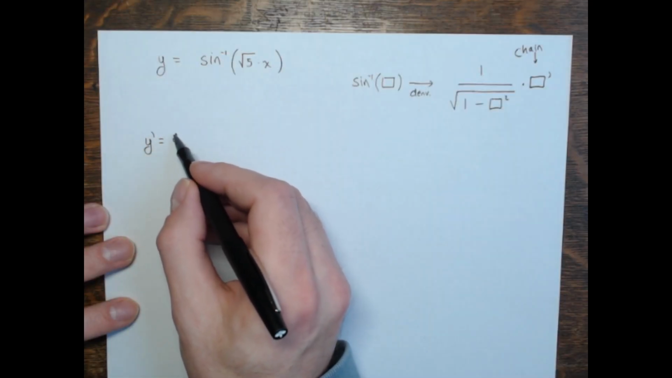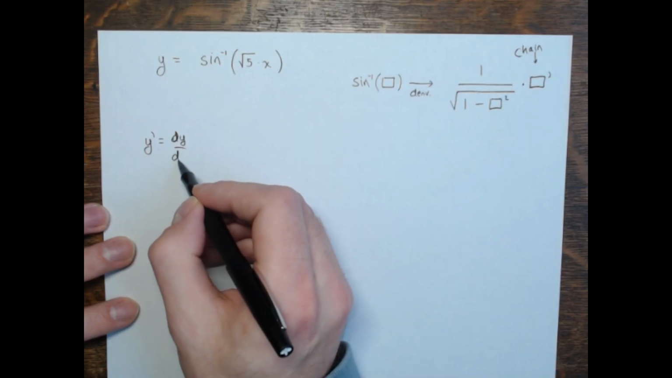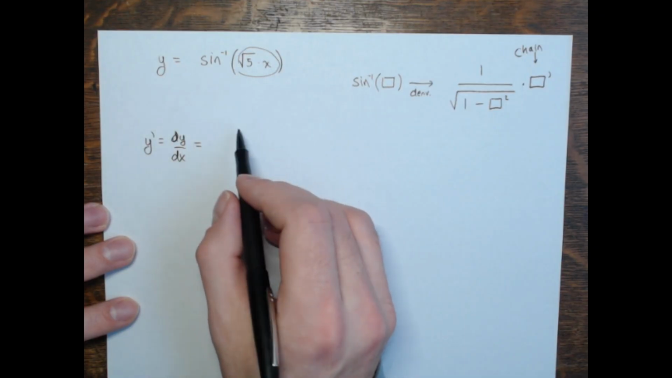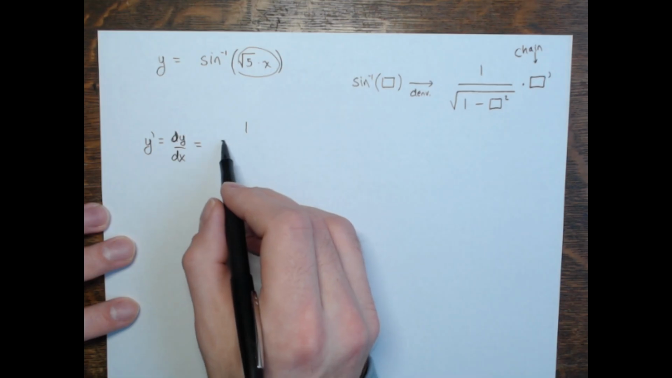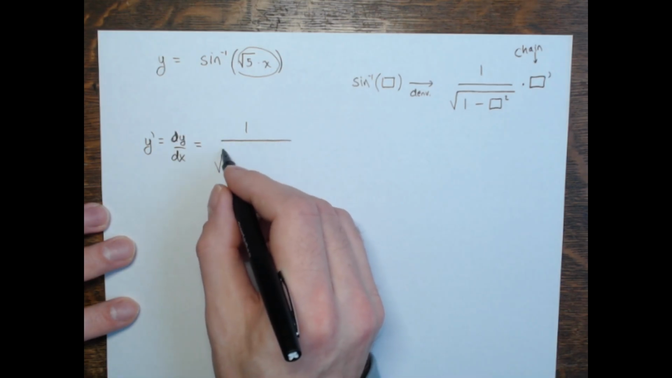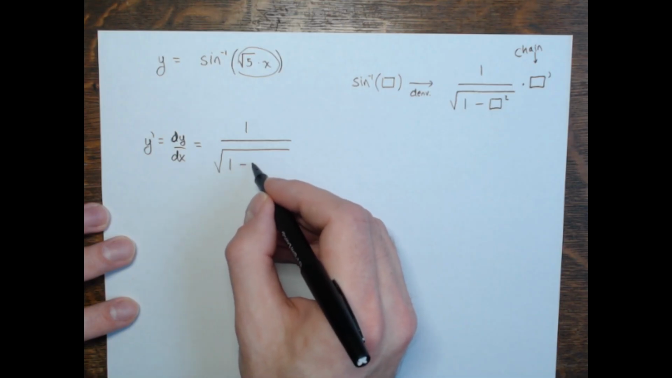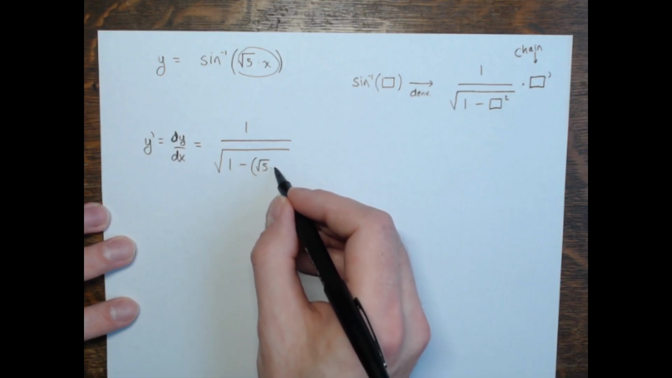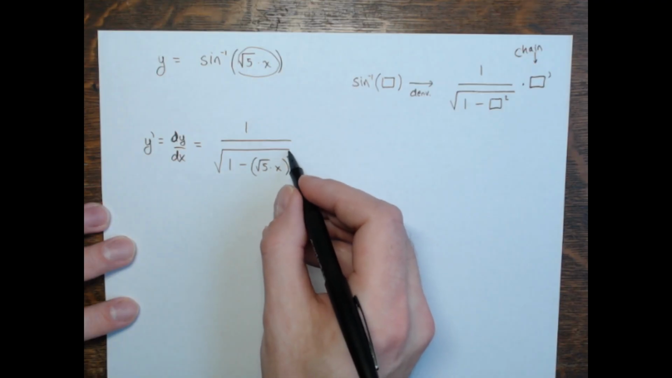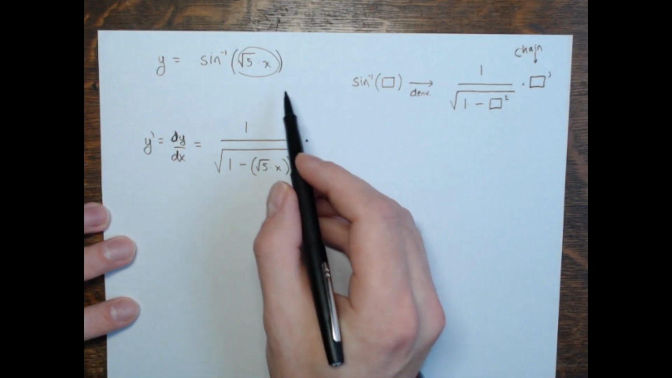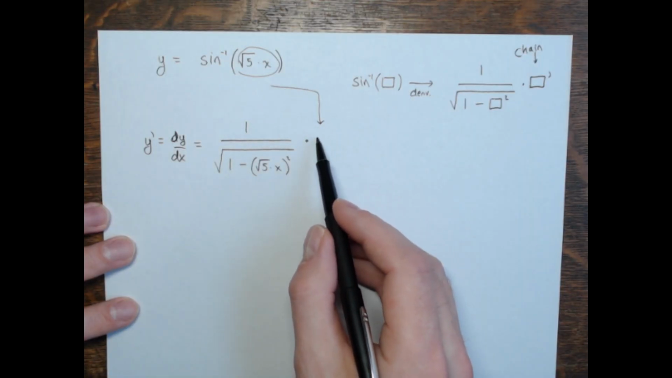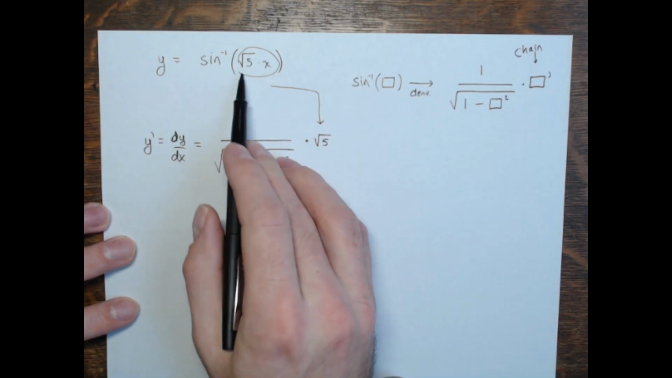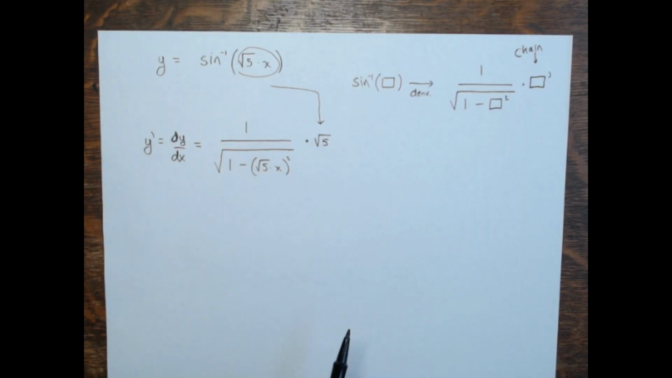y prime, or I think they have it written here with that Leibniz notation, dy over dx, is the inverse sine of something, so 1 over the square root of 1 minus that expression inside, the square root of 5 times x squared. But then afterwards, times the derivative of the square root of 5 times x, which would just be the square root of 5. Remember, the derivative of a constant times x is just that constant.